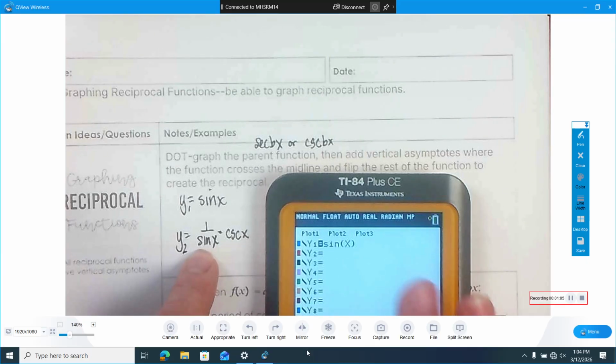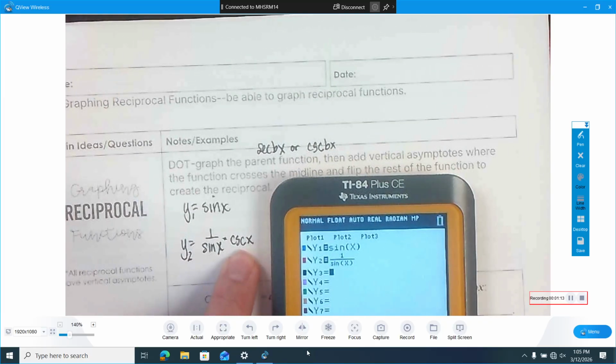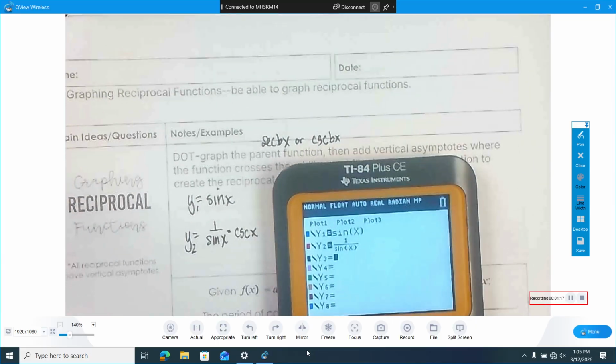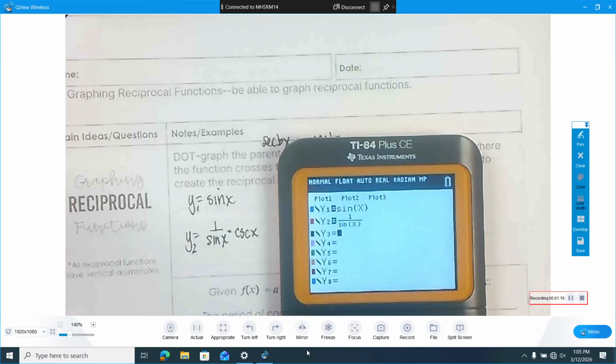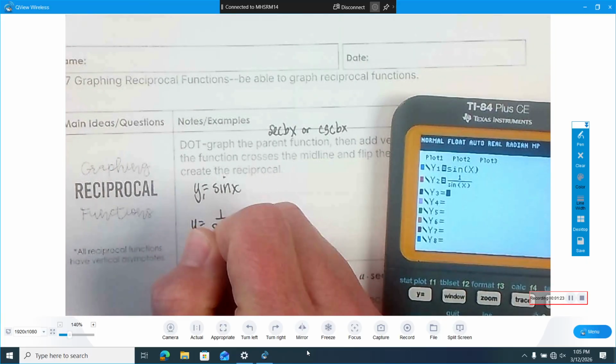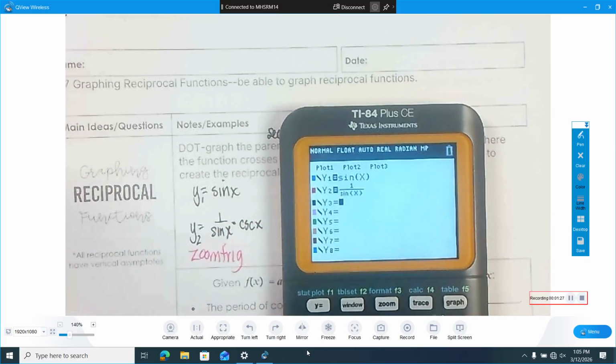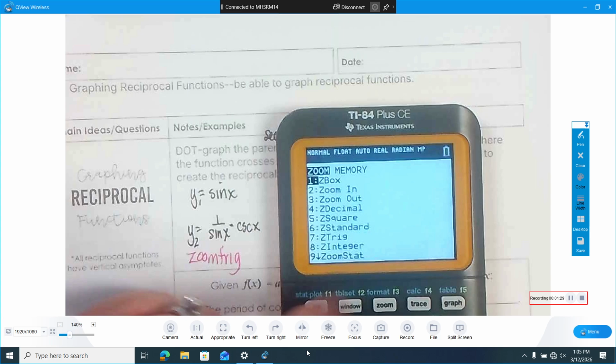If you want to do the alpha f1 thing, you could do that. So you do 1 over the sine of x. And that is the only way that we can graph cosecant. Now, anytime you're doing a trig function, you want to do a trig graph. So do a zoom trig. So you go to zoom, and you find the one that says zoom trig.